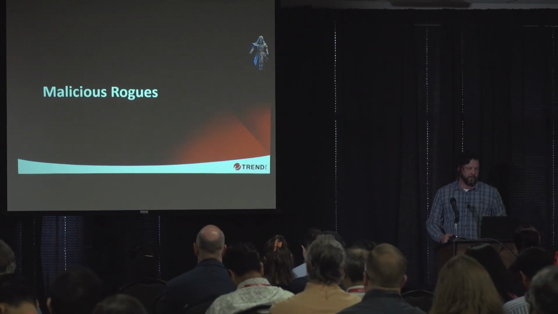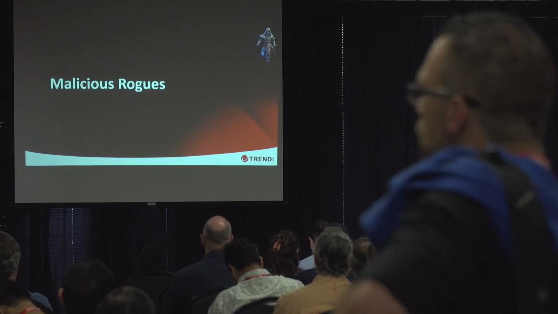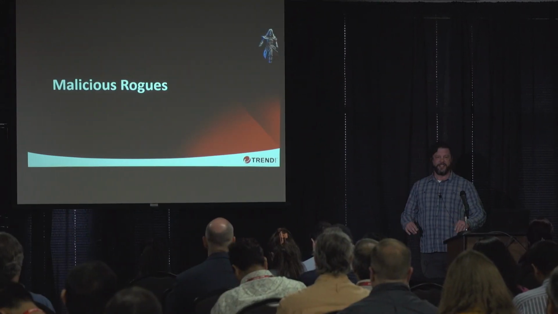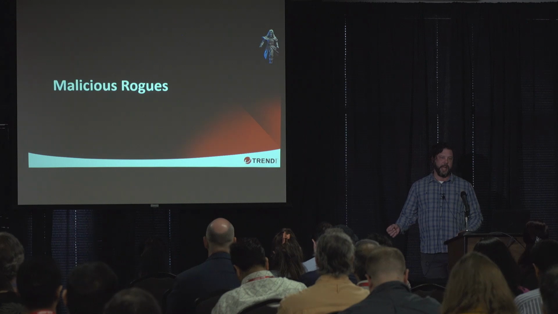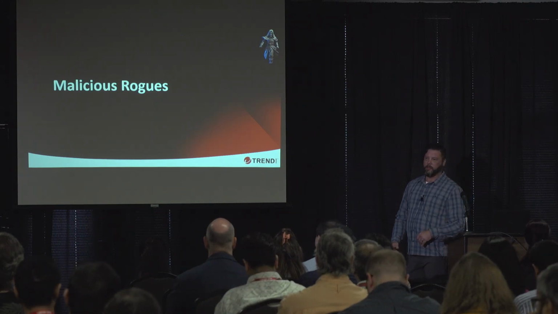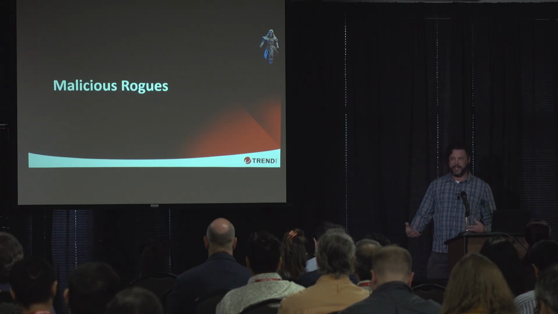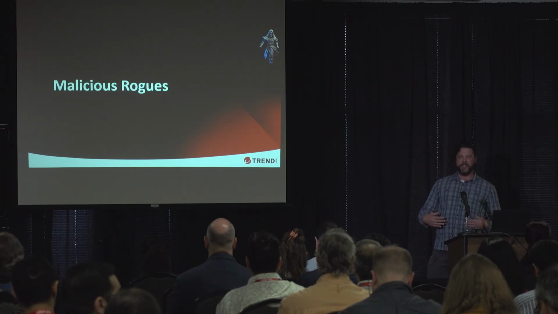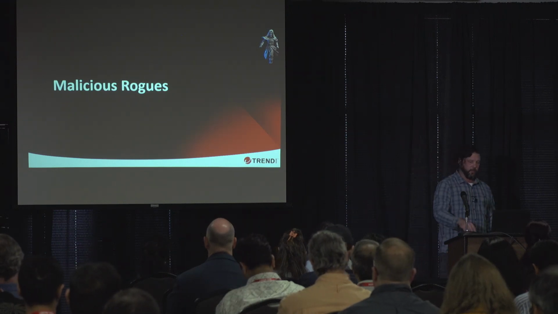Next up, we have the malicious rogues. These are rogues that are designed to do bad things. And I'll say that we only see hints of these right now, at least from what we see in Trend Micro. But as agentic AI becomes more capable, as attackers really see the return on investment in using these things, we'll see more of this.